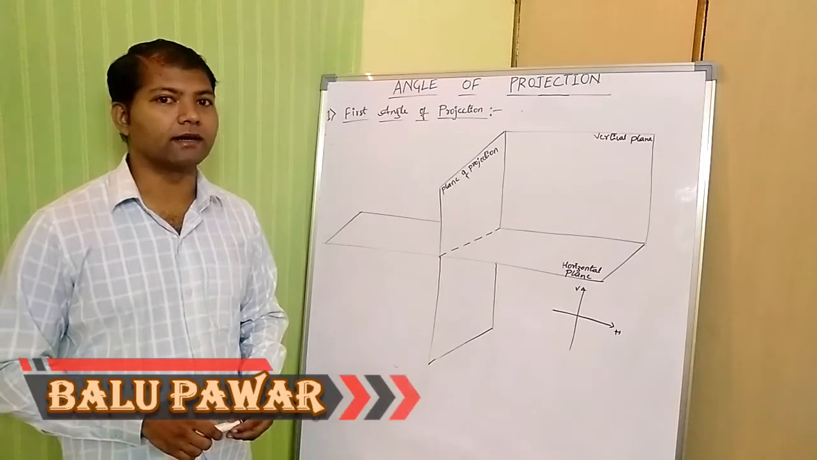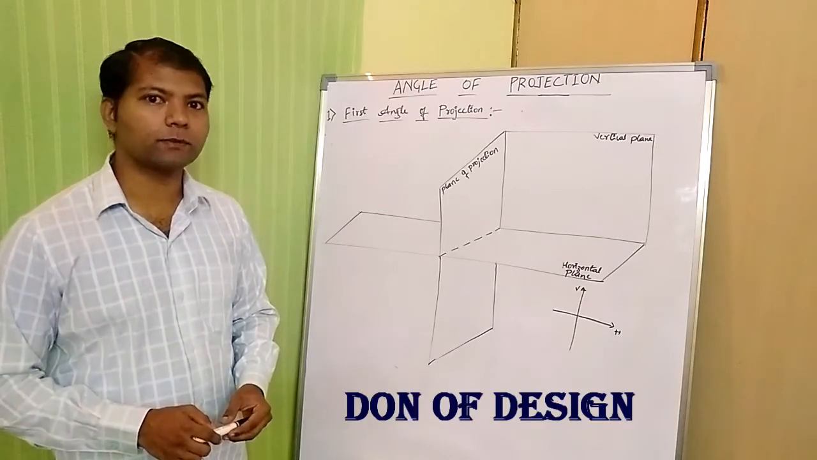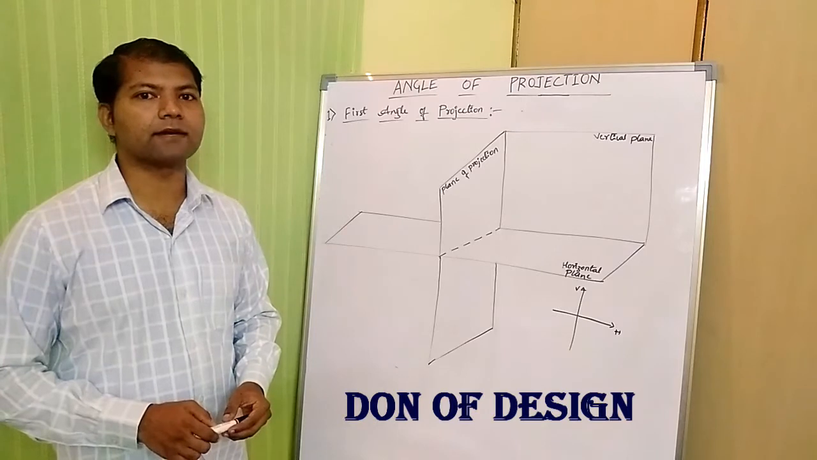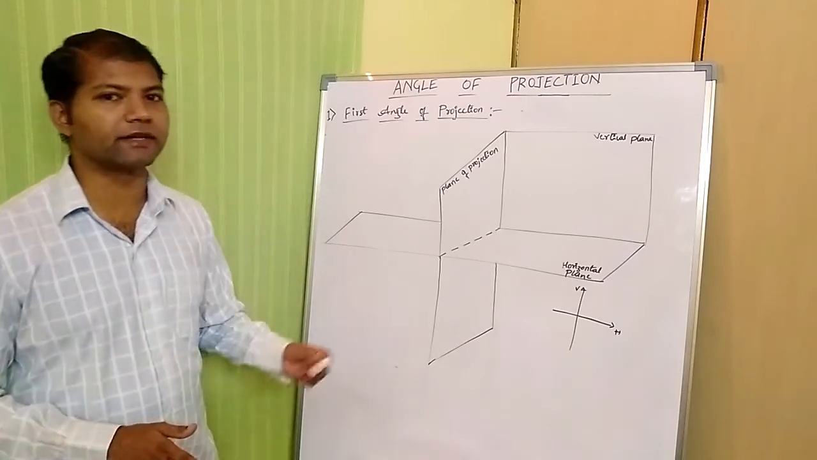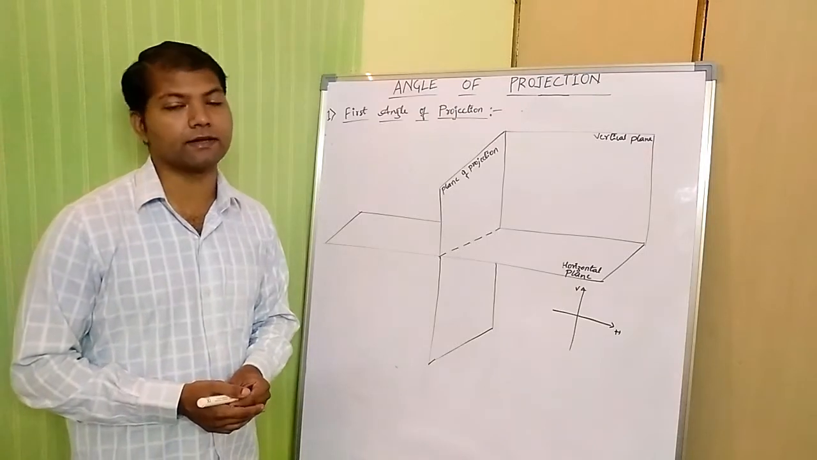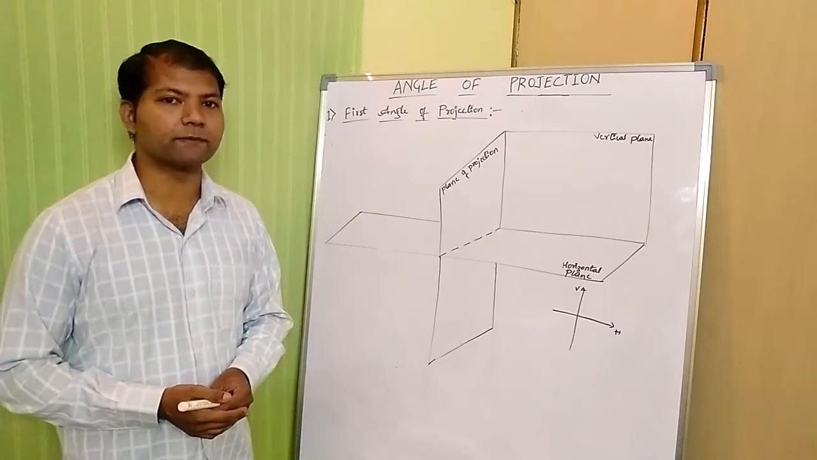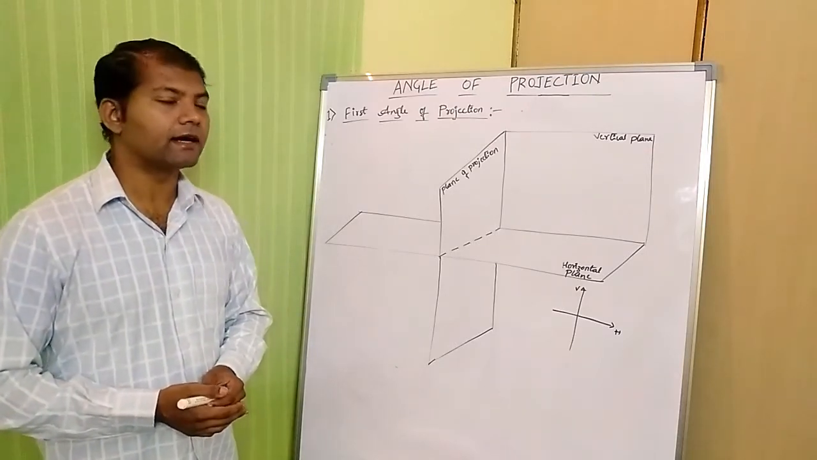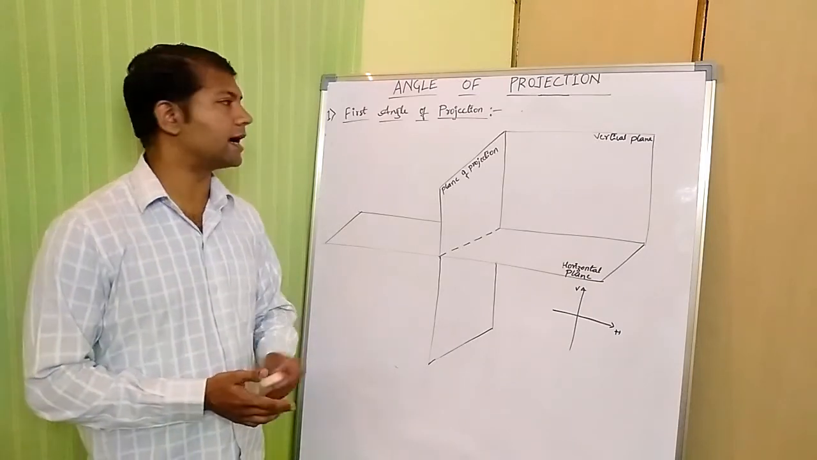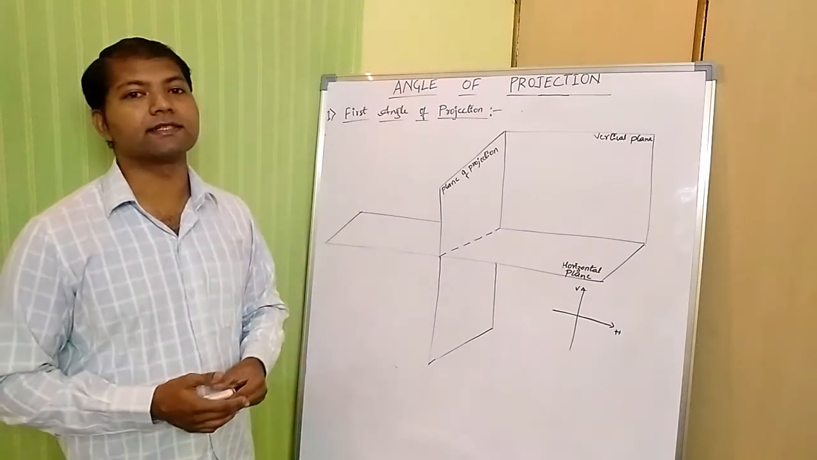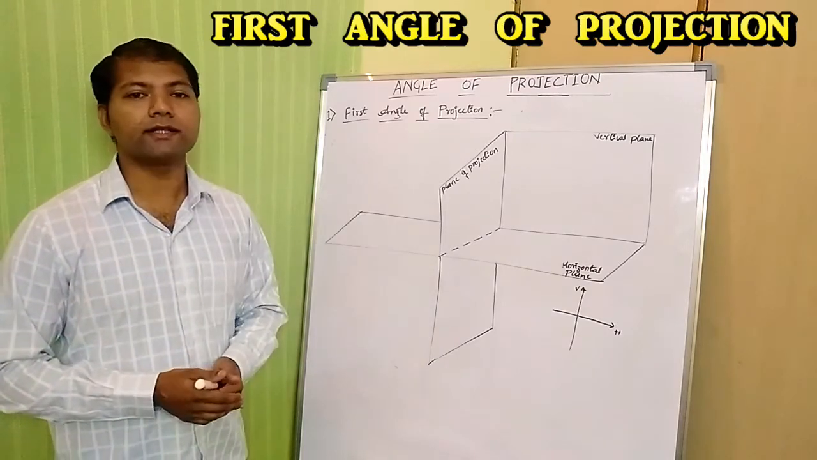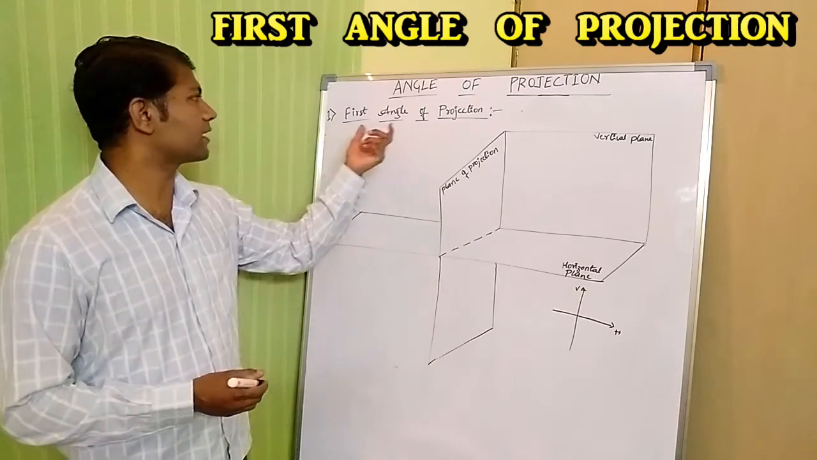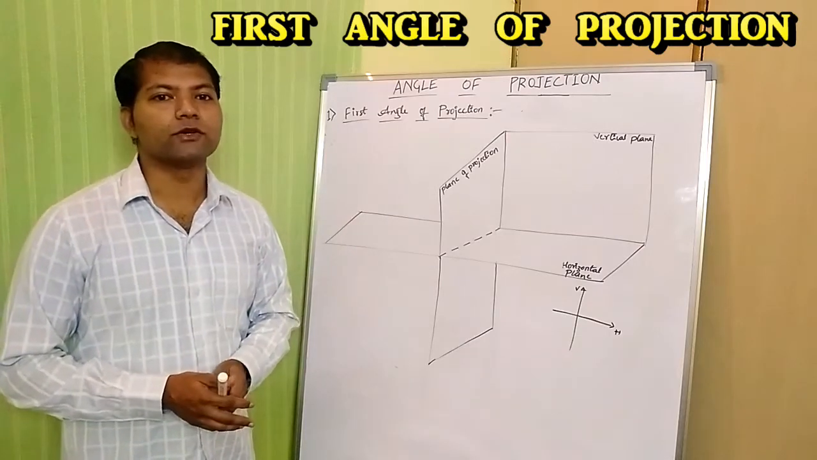So guys, from the previous video, what we have learned about projection. We have taken an example of a duster, how the duster is going to be projected with respect to the different planes, and also with respect to the different positions. So here we are entering into the angle of projection, that is the system of projection. In that, the first one is the first angle of projection. Why is the name first angle of projection taken? So we'll come to know.